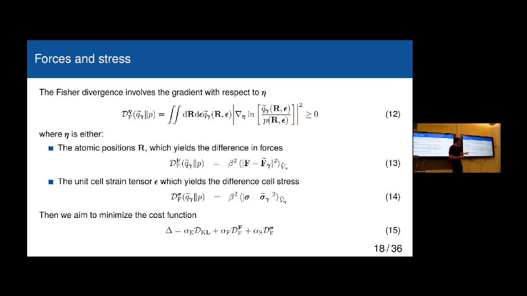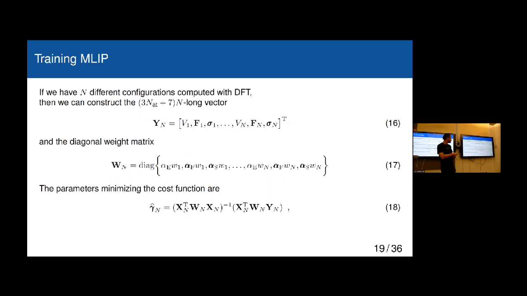And so we can construct some cost function, assigning some weight to the difference in energy, forces, and stress. And we're trying to minimize all of this together. And we can choose if we put more emphasis on force or energy. Okay, so this is the expression that we would get.